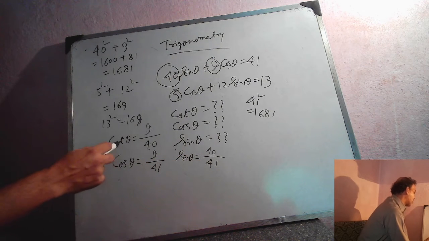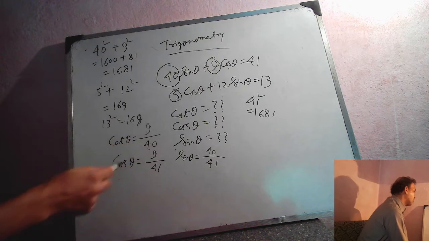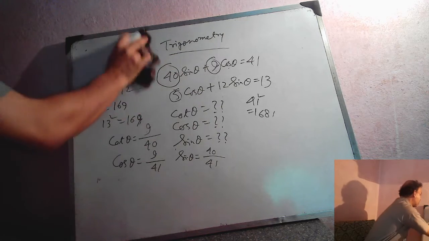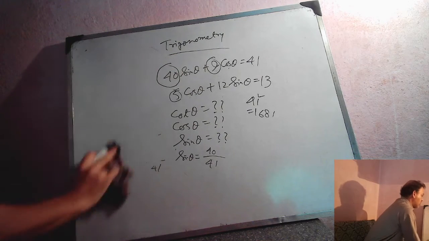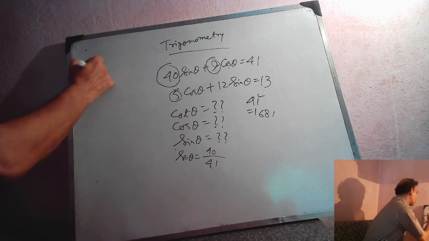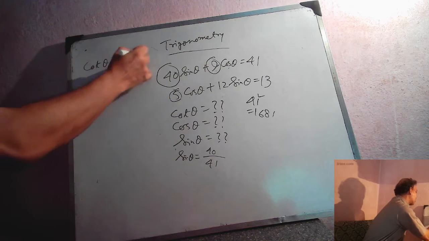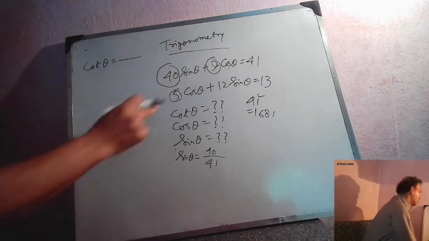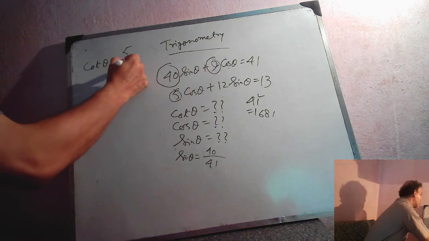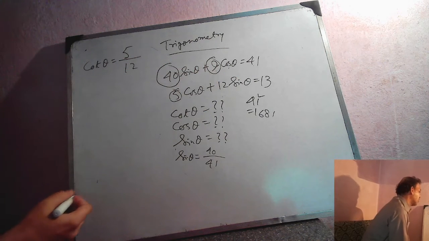What will be tan theta? Tan theta is just the reciprocal of cot theta, so tan theta will be 40 upon 9. For the next sum, cot theta is nothing but cos upon sin. Coefficient of cos is 5, coefficient of sin is 12. So cot theta equals 5 upon 12.